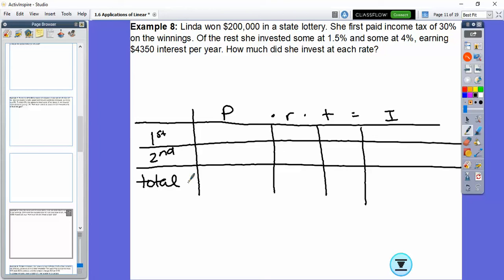Now this problem does have an extra little twist to it. We started out with $200,000, but is that how much she invested? No, because what happened first? She won that, but then she had to pay the taxes. So she didn't get a check for that much. She paid her taxes. So how do I figure out how much money we actually have to deal with here?